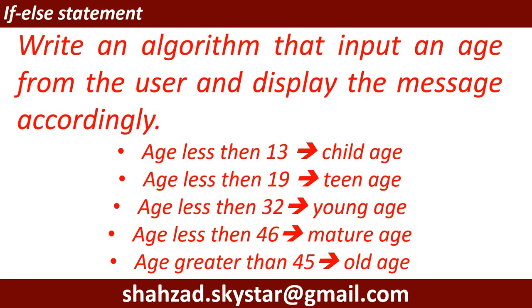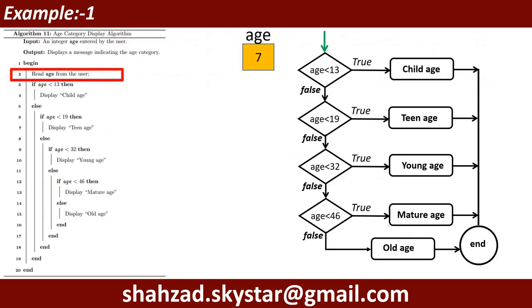For example, write an algorithm that inputs an age from the user and displays the message accordingly. Age less than 13, child; age less than 19, teenage; age less than 32, young age; age less than 46, mature age; or age greater than 45, meaning 46 or above, old age. Here I am giving the input value 7. I am showing the program algorithm on the left side and the flow chart on the right side.